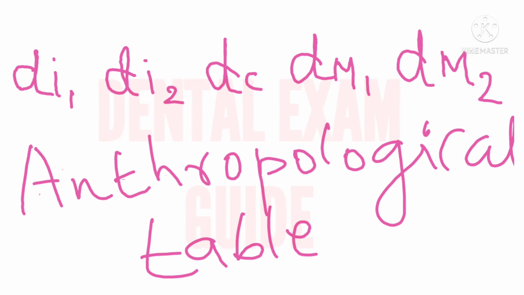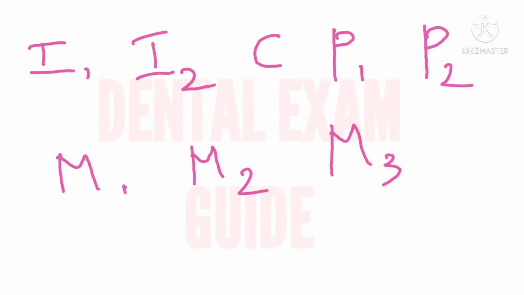Anthropologists also use notations like DI1 and DI2 for deciduous first and second incisors, DC for canines, DM1 and DM2 for deciduous first and second molars. Similarly, for permanent teeth, they use capital letters I1, I2 for first and second incisors, capital letter C for canine, P1, P2 for premolars, M1, M2, M3 for molars. But these kinds of notations are usually limited to anthropological tables due to keyboard incompatibility.